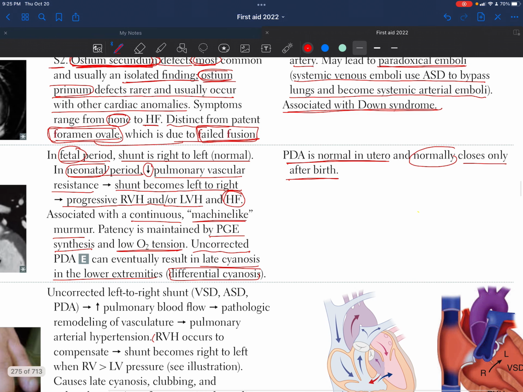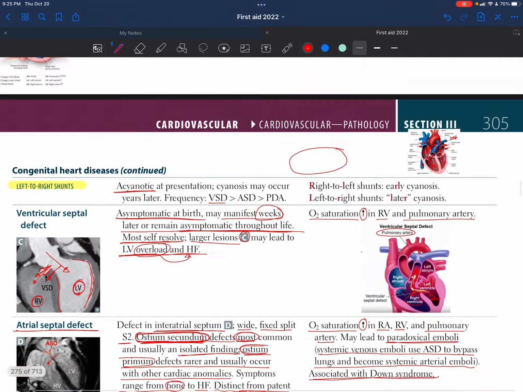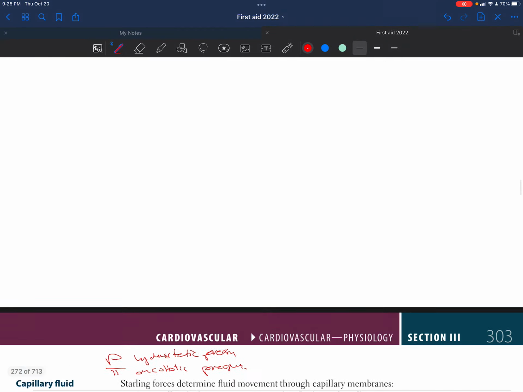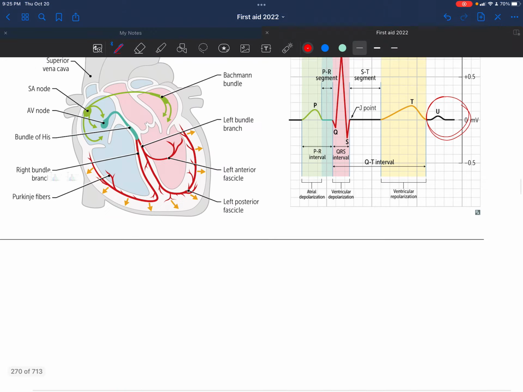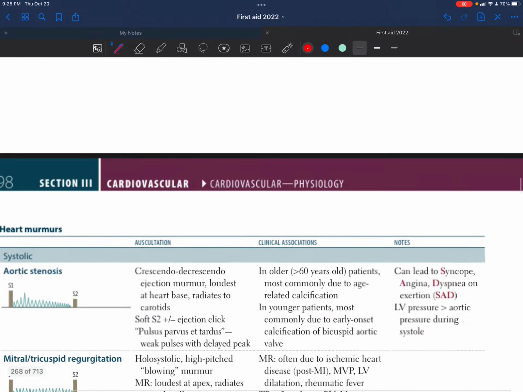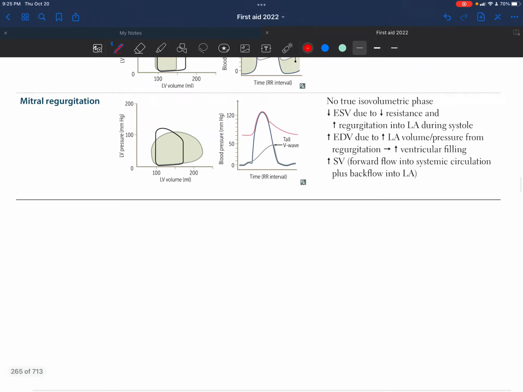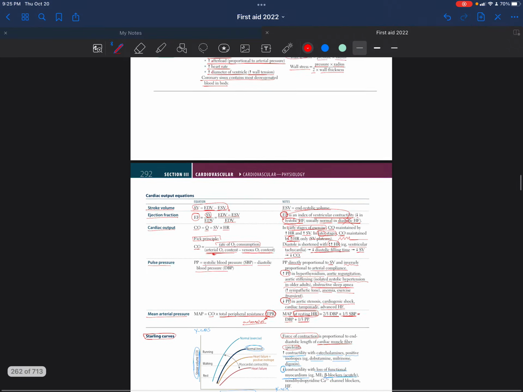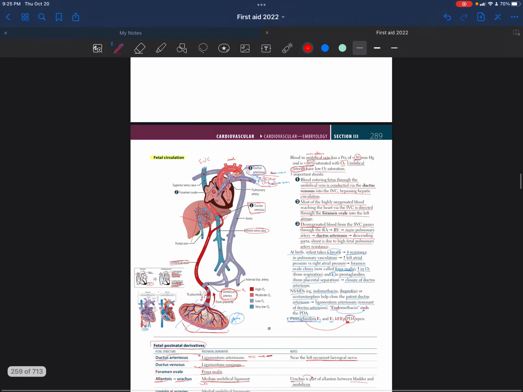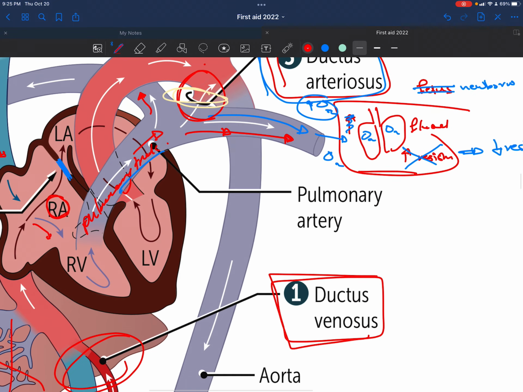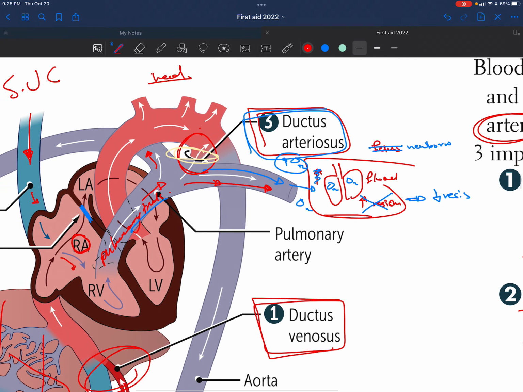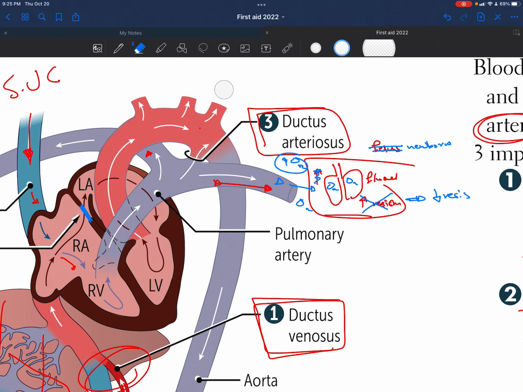And this normal shunt should be in the fetal life from right to left, as it says here. But let me explain how does it change after birth. So let's go to the fetal circulation. Oh, that's a long way to go. That's faster. There you go. So let me delete all of this.